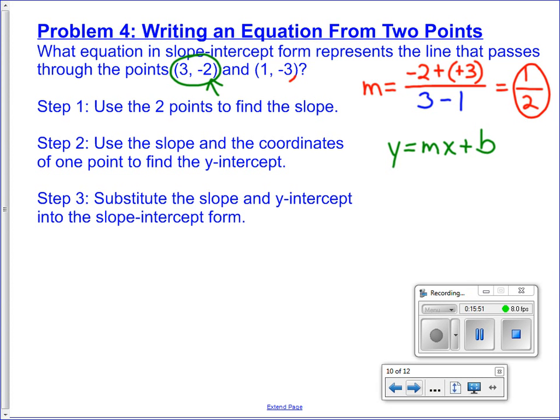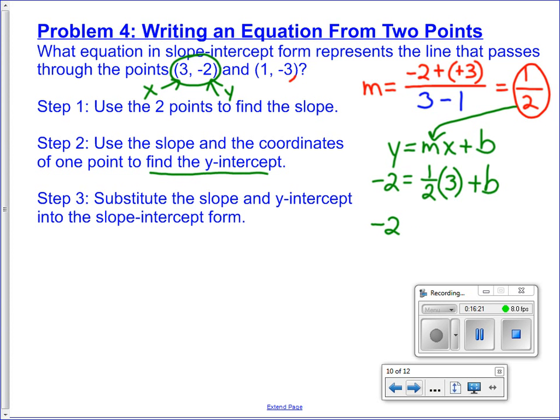Here, my y in this point is negative 2, so I'm going to substitute in negative 2. My slope goes in for the m, so 1/2. My x coordinate is 3, so I'm going to substitute in the 3 and add b. Now, in this case, we are solving for b in order to find the y-intercept.